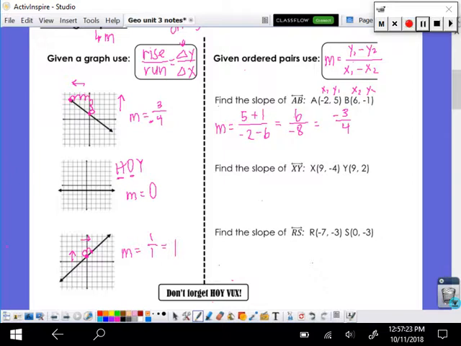Okay, same thing. M equals y1, which is negative 4, minus 2 over 9 minus 9. That gives me negative 6 over 0. You cannot divide by 0. This would give us an undefined slope. That would be a vertical line.